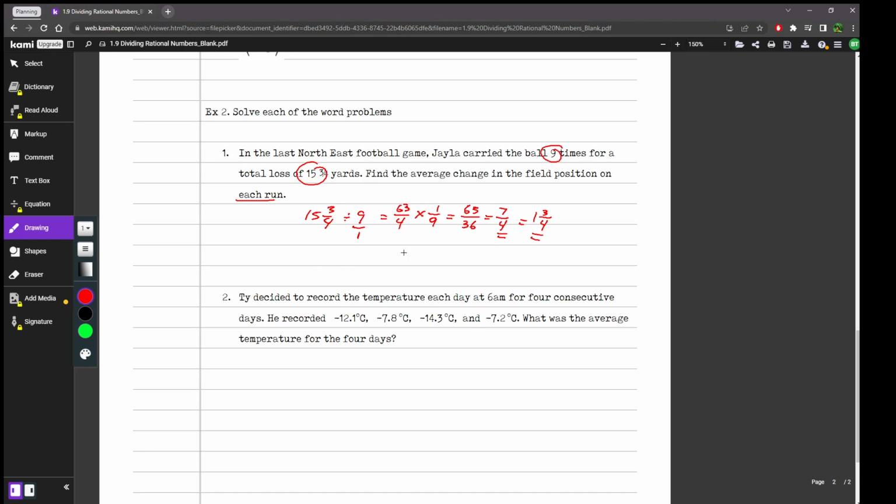Okay? So we can write here that Jayla lost 1 3/4 yards each run. All right?